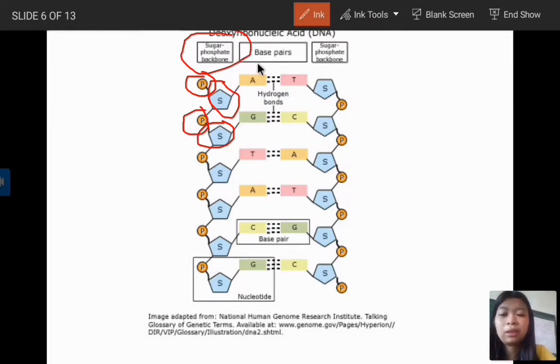Pag tumingin naman tayo dito sa inside ng ating DNA, we have here the complementary nitrogenous bases, which is adenine is complementary to thymine, and it is bonded by hydrogen bonds. Also remember that adenine and thymine are bonded by 2 hydrogen bonds, while guanine and cytosine are bonded by 3 hydrogen bonds.